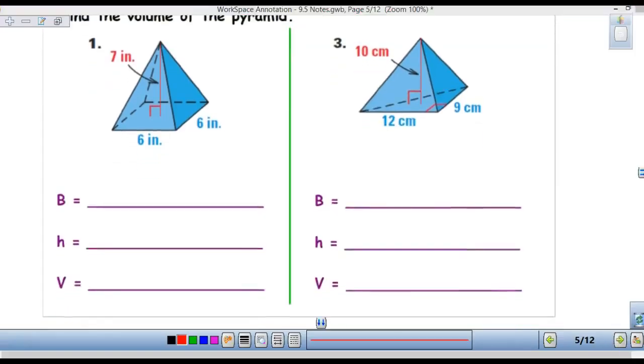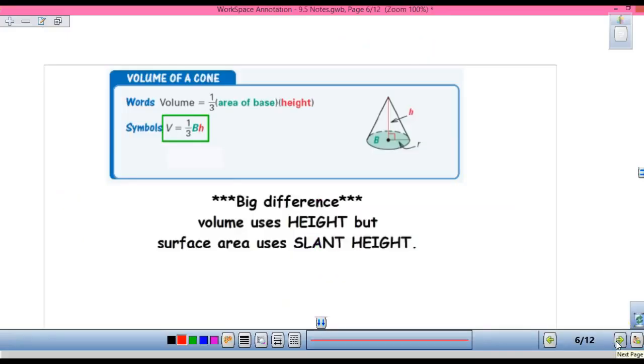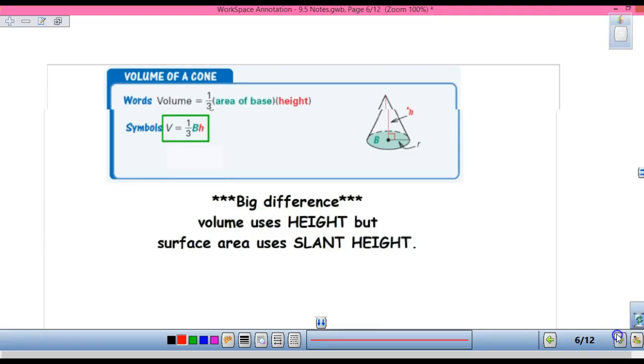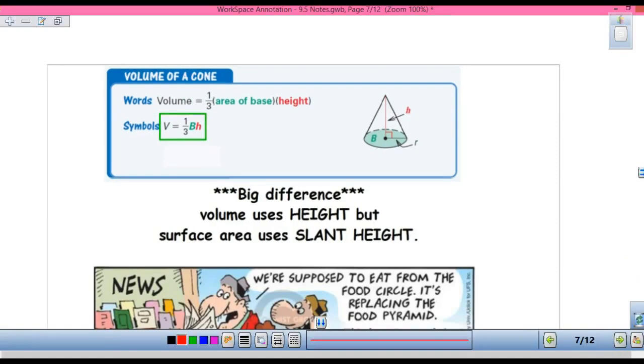Okay, same thing. Do we need to do a couple more, or can we jump to the cones? Okay, cones, exact same thing. Only, what do you have to include when you're dealing with a cone? Pi, because you're dealing with a circle.